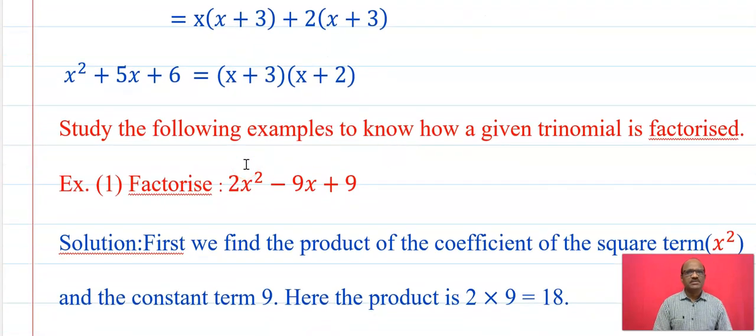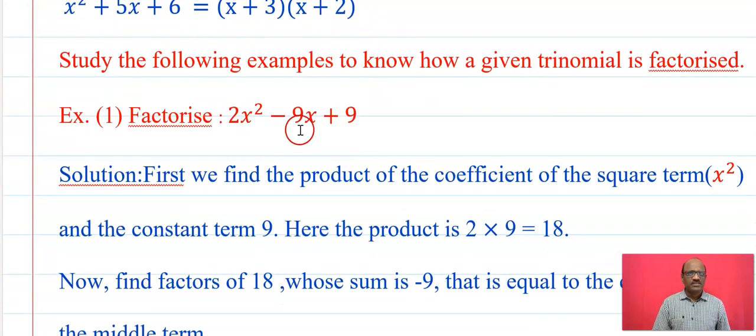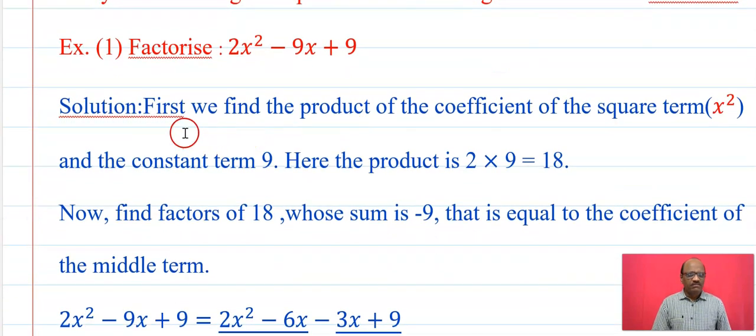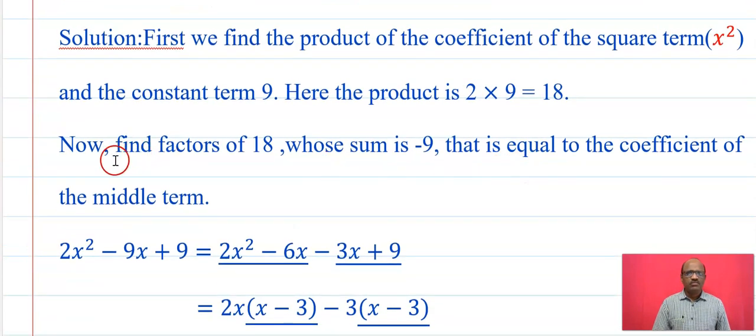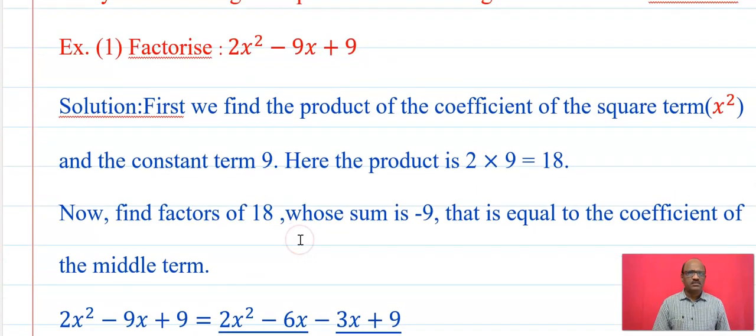Study the following examples to know how a given trinomial is factorized. Now see the first, 2x square minus 9x plus 9. First we find the product of the coefficient of x square and the constant 9. What is the coefficient of x square? It is 2, and the constant is 9. 2 into 9 is 18. Now find the factors of 18 whose sum is minus 9, that is equal to the coefficient of the middle term.